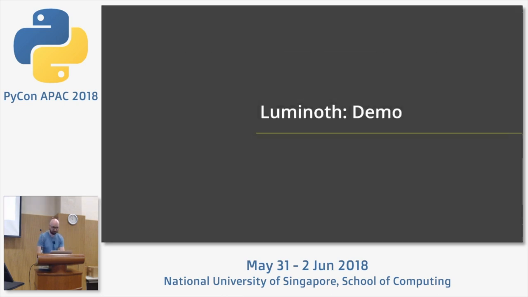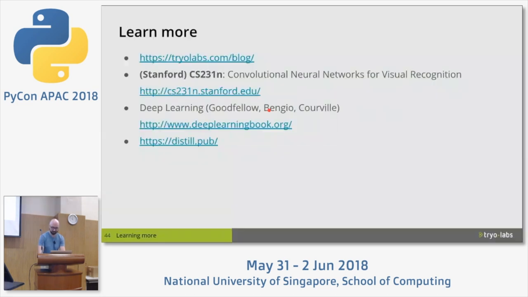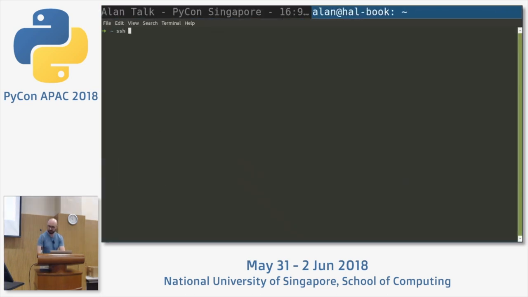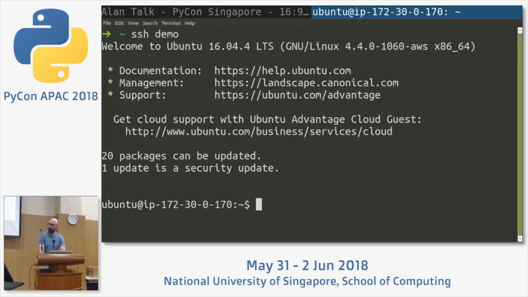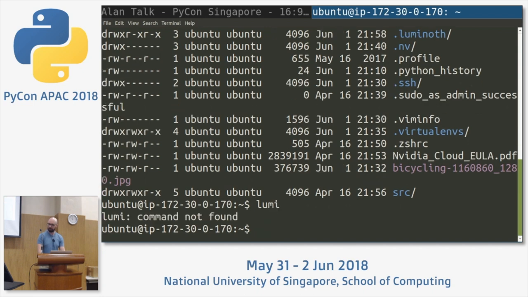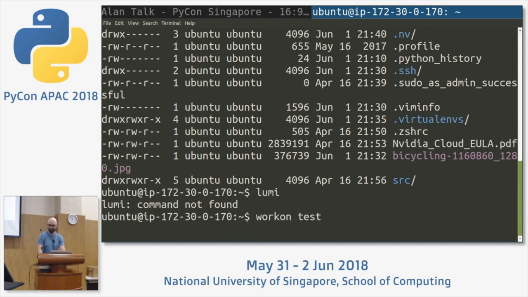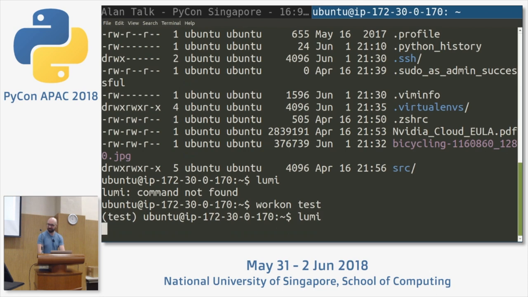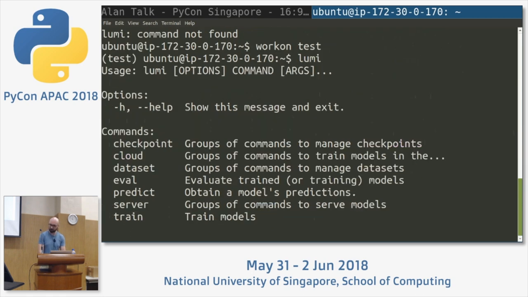So if internet works, which I hope it does, let's see. OK, so I just set up an instance in the cloud that has a GPU, so this will be faster. And I copied one image over there. So bicycling, blah, blah, blah, is my image. And what I'm going to do is call Lumi. This is my virtual env, Lumi. So this is the command line interface to LumiNode. The command is called Lumi. And if internet works, oh, there it is.